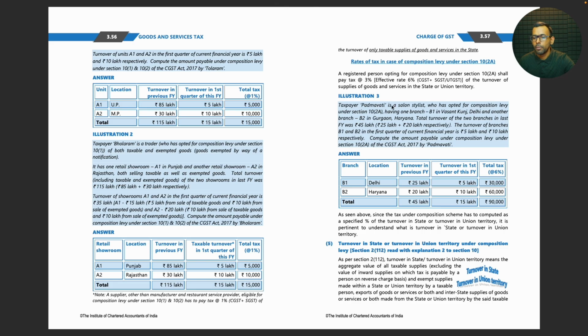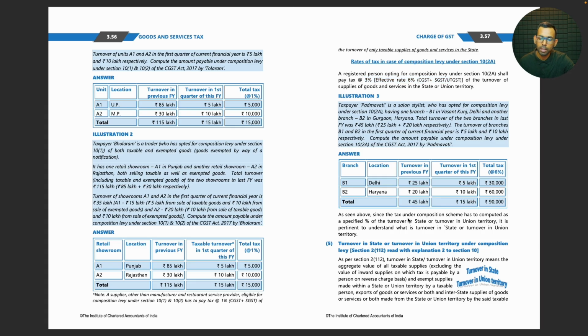Okay, taxpayer Padmavati is a salon stylist. Again, it's a service provider who has opted for composition levy under section 10(2)(a), having one branch B1 in Vasant Kunj, Delhi, and another branch B2 in Gurgaon, Haryana. The total turnover of the two branches in the last year was 45 lakhs, so eligible for composition levy this year. The turnover of branches B1 and B2 in the first quarter of the current financial year is 5 lakhs and 10 lakhs respectively. Compute the tax amount payable. 5 lakhs, 6%, effective rate is 6%. Here also effective rate is 6%.